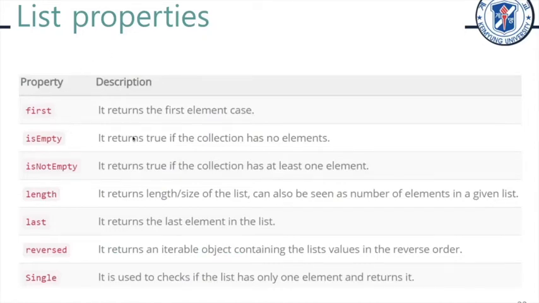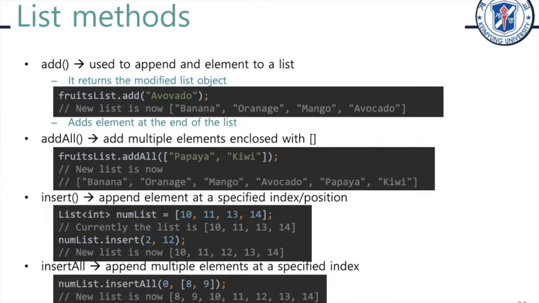There are also properties and methods that are associated with a list. If you want to add more data, then you can use the add method. And usually the add method appends the element at the back, or at the end. So if you add banana to the previous list, and then add avocado, you can see that avocado is added at the end of the list. If you want to add multiple elements, then you can create multiple elements and use addAll.